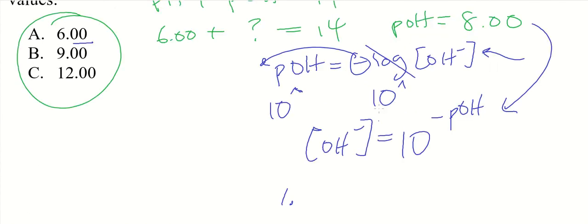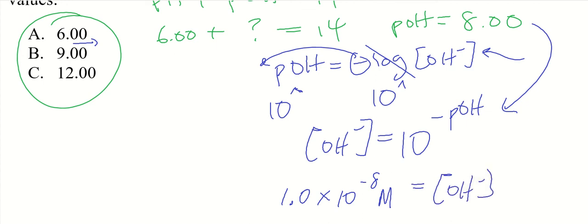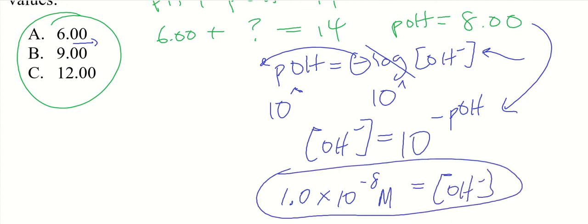2 decimals to the right of the pH value, which was from a logarithmic function, so that's going to determine the sig figs. We need 2 significant figures is what I'm trying to say. It's going to be 1.0 times 10 to the negative 8. Don't forget your units, and that's going to equal your hydroxide ion concentration. So there's your answer for A.